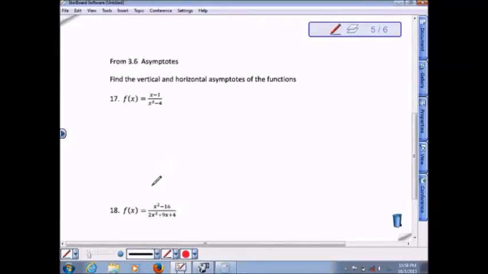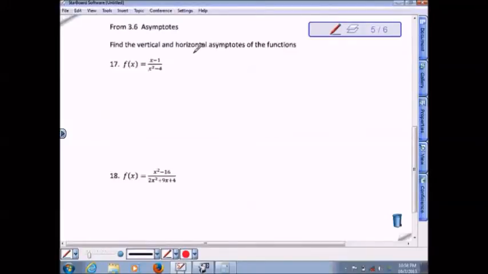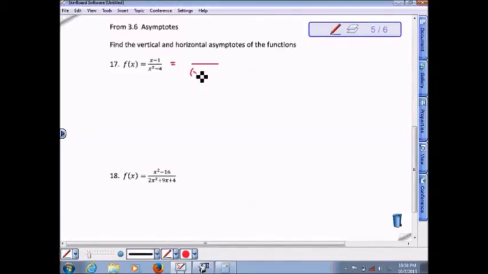Asymptotes. Vertical asymptotes are found when the denominator is equal to 0. Those are the domain restrictions. Horizontal asymptotes are found by comparing the degree of the numerator to the denominator. So this function in factored form is x minus 2 times x plus 2 in the denominator and x minus 1 in the numerator. So the domain restrictions are x cannot be 2, x cannot be negative 2. Those are the vertical asymptotes. They are the domain restrictions.